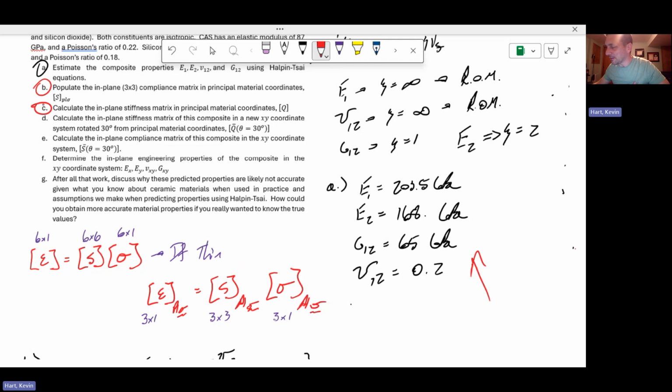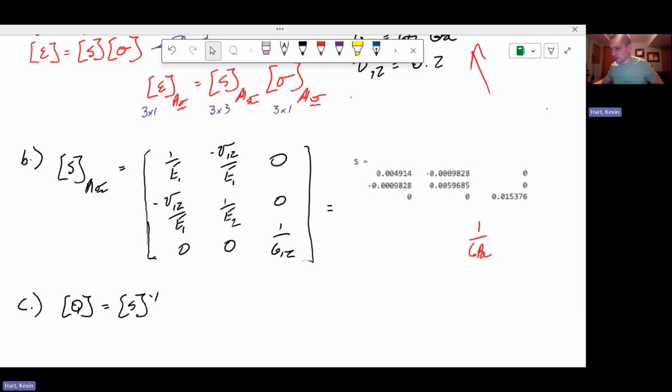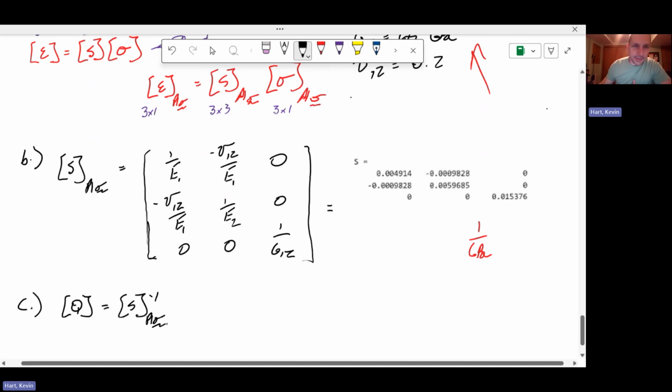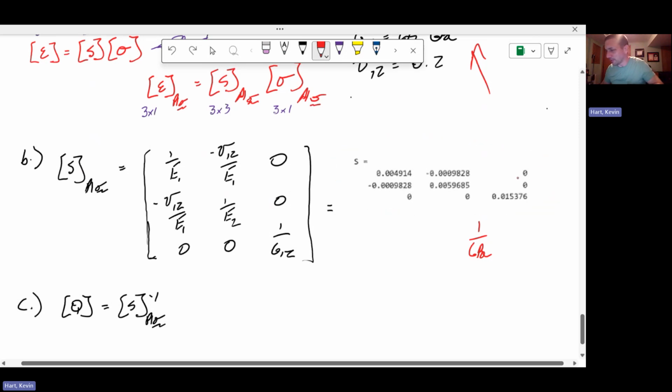Calculate the in-plane stiffness matrix in principal coordinates. This is Q. Again, a couple of different ways to do this, but you remember that the stiffness matrix is the inversion of the compliance matrix. So if we want Q, this is the inversion of the plane stress compliance matrix. If you'd like, just take this and invert it in MATLAB. Just take it to the -1 power, and MATLAB can do that for you.